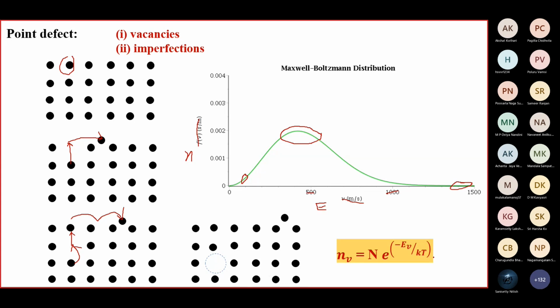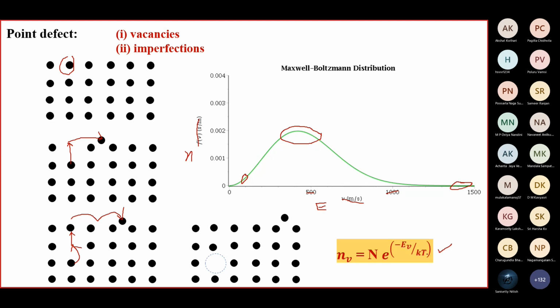Now, this formula gives the vacancy concentration. Vacancy concentration N_V, the number of vacancies, is equal to capital N, the number of atoms per unit volume, times exponential of minus E_V by kT. E_V is the energy for vacancy creation, the energy to create a vacancy. E_V divided by k times T.